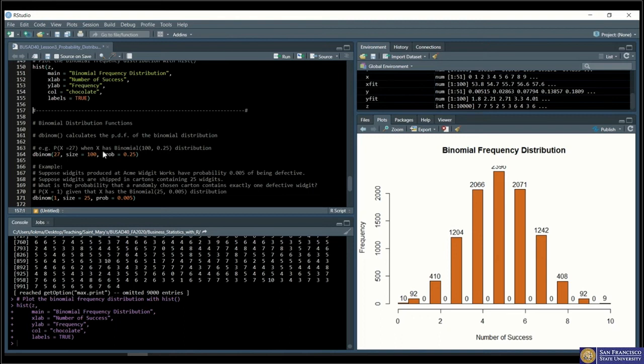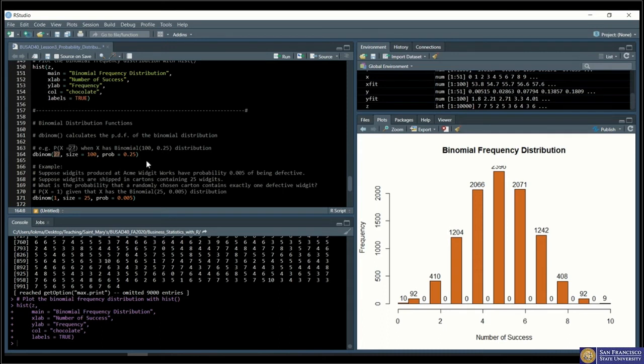Let's suppose I want to actually understand. We have a distribution that we define here, the binomial distribution for 100 trials, and every 100 trials we get a 25% success rate. Here we defined the binomial distribution with a size of 100 and probability of 0.25. And I want to know what is the probability that we succeed exactly 27 times.